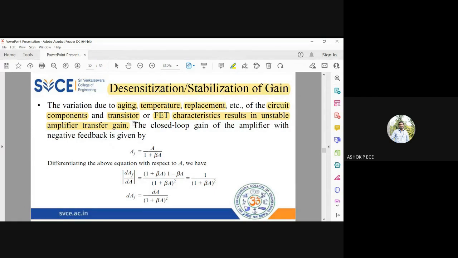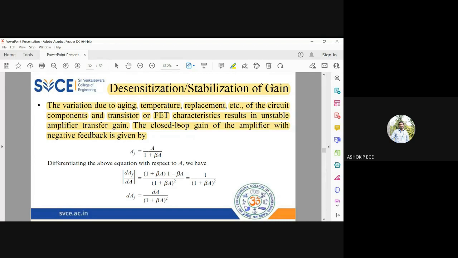But if I have negative feedback for all these issues, the variability or fluctuation in gain can be completely eliminated. The variation in gain is caused by these parameters. Aging: where I'm using the same resistor for 10 years, it becomes old, right? It cannot work the same way as it did 10 years ago. The temperature is rising or decreasing, again the parameter is going to change. If a component is replaced, again it is going to change. All these are going to make my gain unstable, or cause the gain to fluctuate.